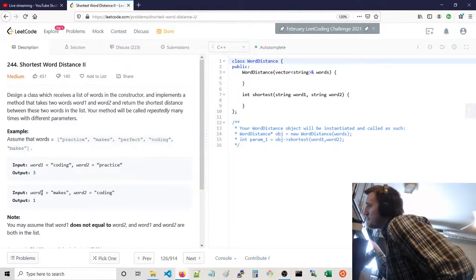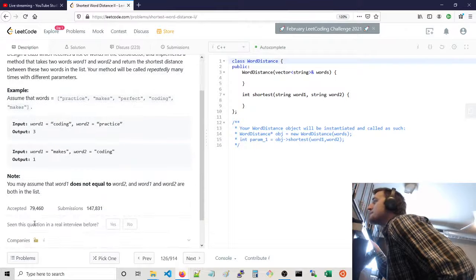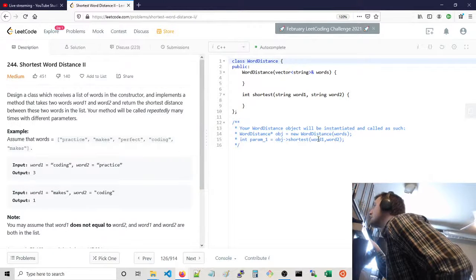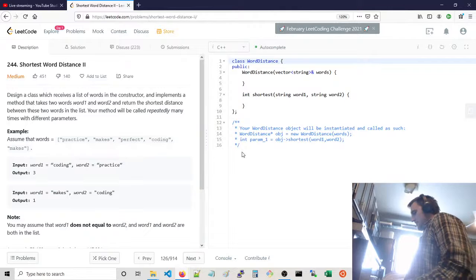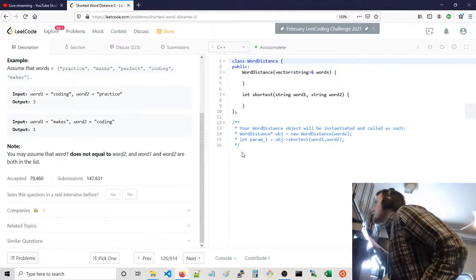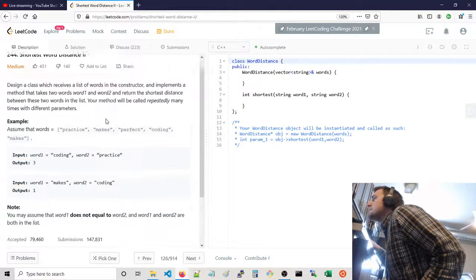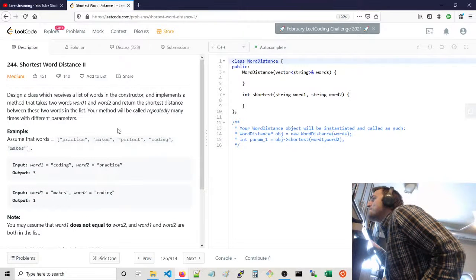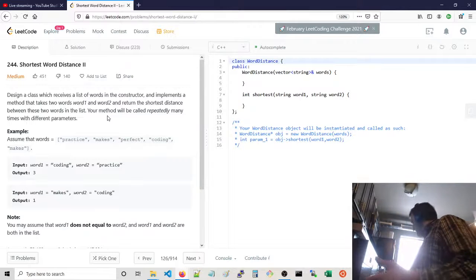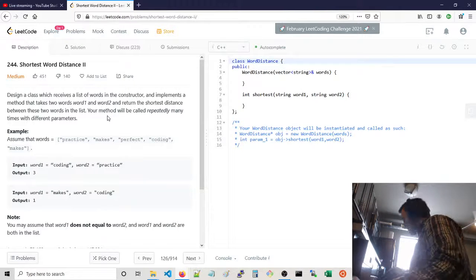Word 1 and word 2, makes, coding. You may assume that word 1 does not equal word 2, and word 1 and word 2 are both in the list. I think that's what that means. Well, let's think about this before we start coding it, because I don't necessarily even know the answer. I don't even necessarily know what they're asking.